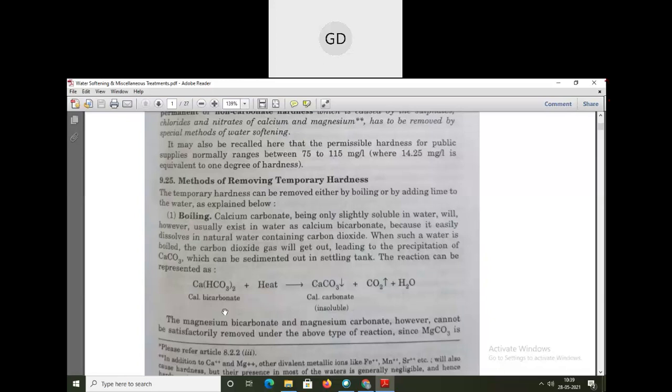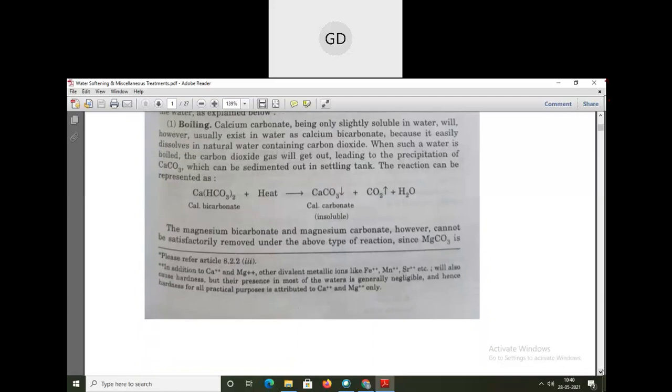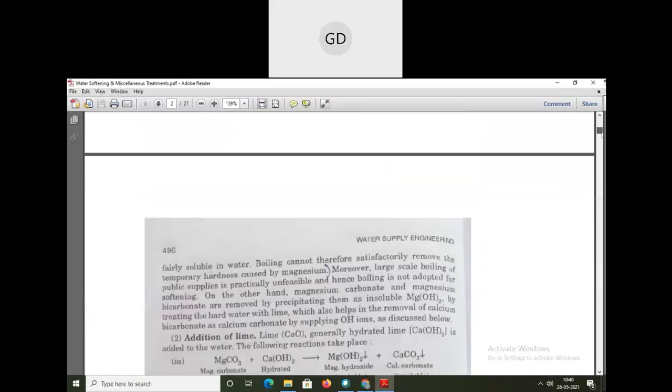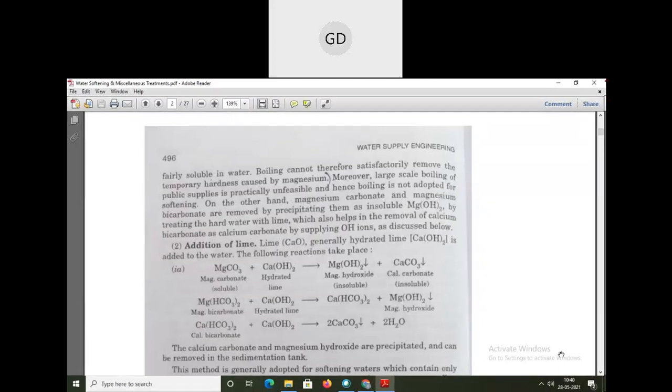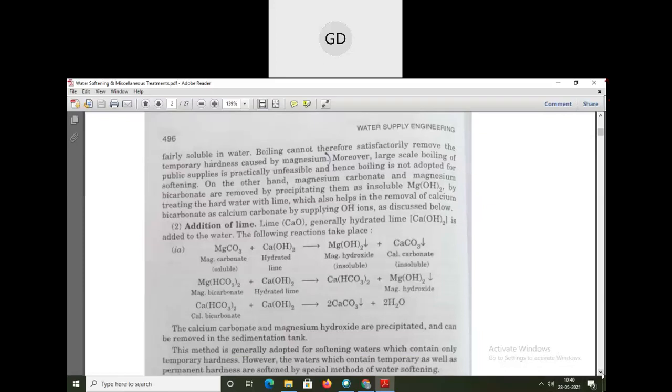Again, the magnesium bicarbonate and magnesium carbonate present in the water cannot be removed by this kind of chemical reaction. Why? Because this magnesium carbonate, MgCO3, is only partly soluble in water, and by boiling you cannot remove the temporary hardness from the magnesium. In that case, we can do another process, the addition of lime. If you add lime to the water, this hydrated lime, Ca(OH)2, is added to the water, and these three reactions, as you can see, take place.